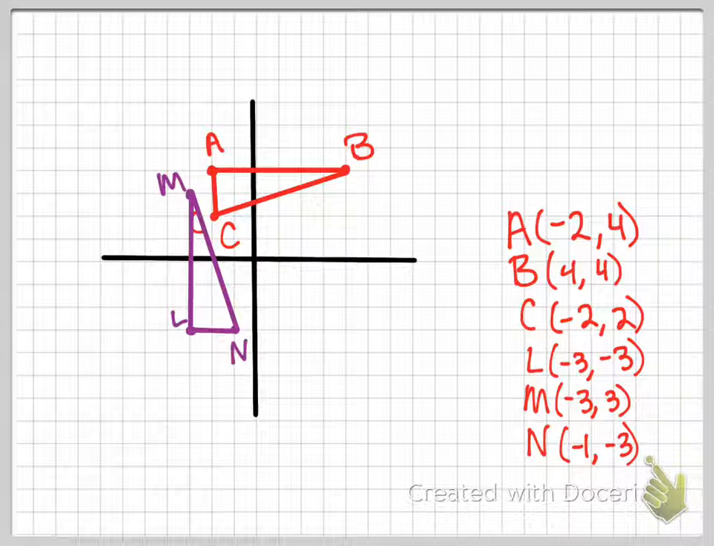You can count the boxes on a few of them, right? So for example, side LN has a length of what? 2 boxes, 2. What about LM? 6. AC is 2, and AB is 6. So if these triangles are going to be congruent, I just need to find how many side lengths.